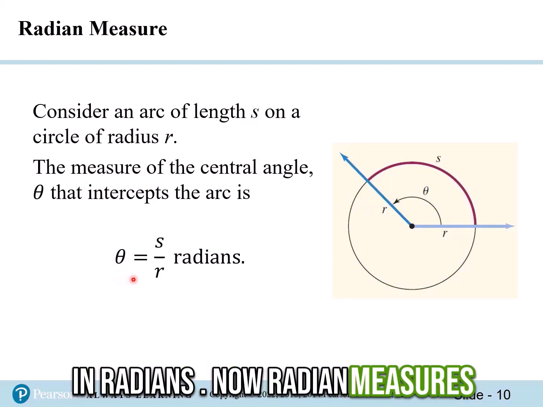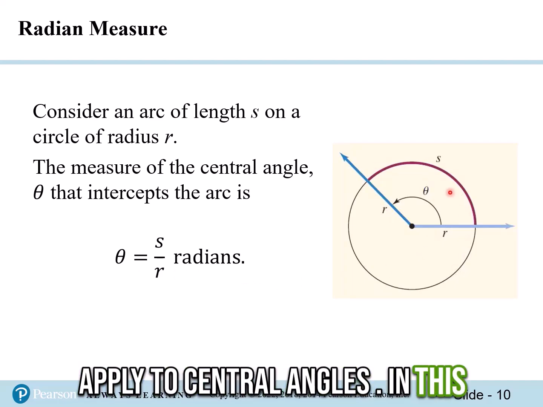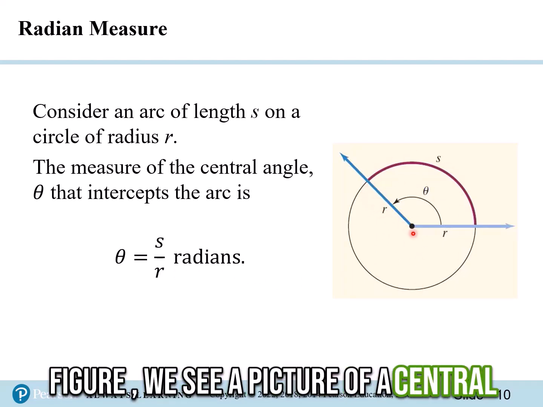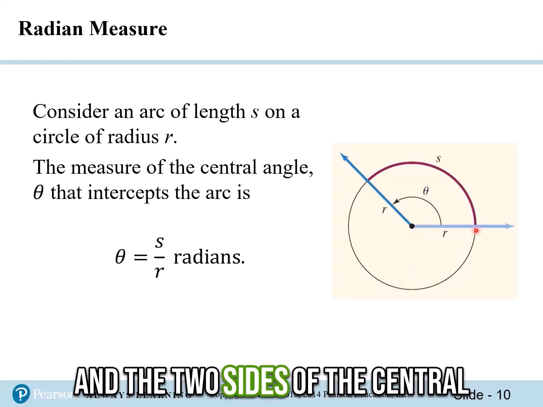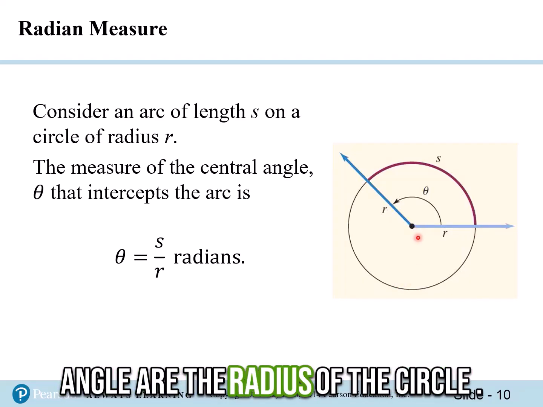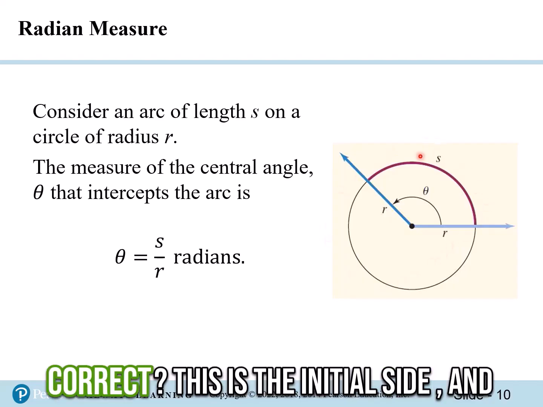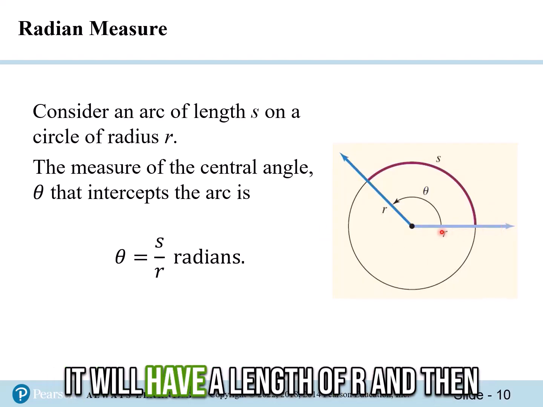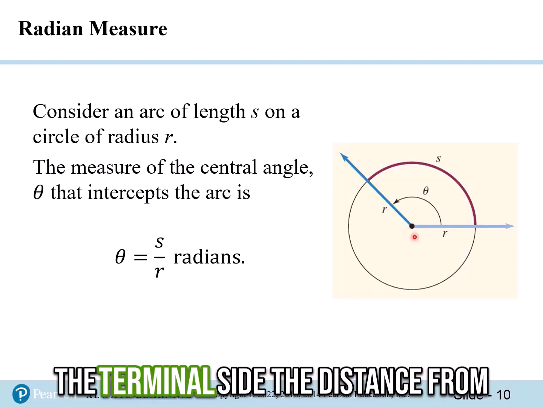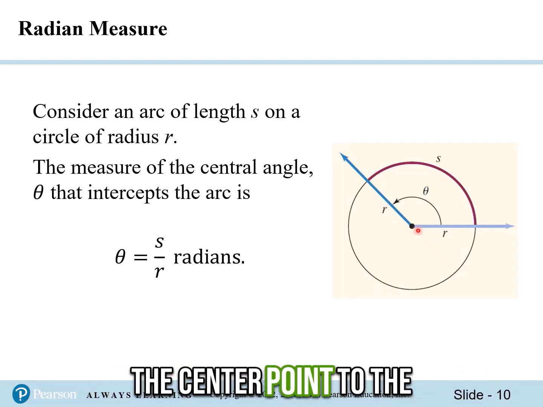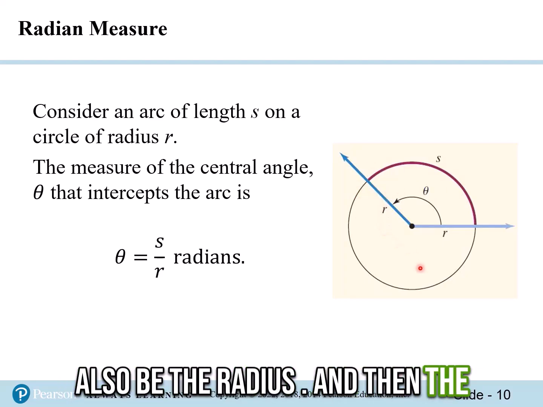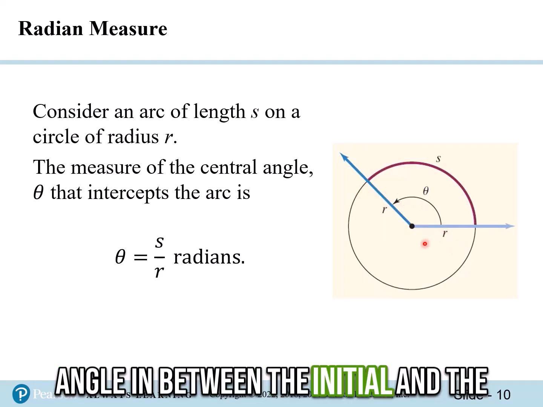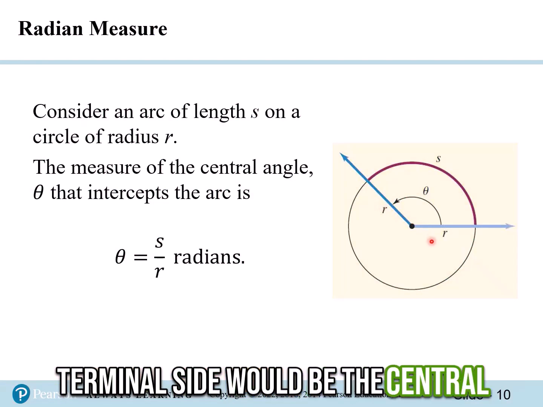Now, radian measures apply to central angles. In this figure, we see a picture of a central angle. The central angle has its vertex at the center of the circle, and the two sides of the central angle are the radius of the circle. Correct? This is the initial side and it will have a length of R, and then the terminal side, the distance from the center point to the circumference of the circle, would also be the radius, and then the angle in between the initial and the terminal side would be the central angle.